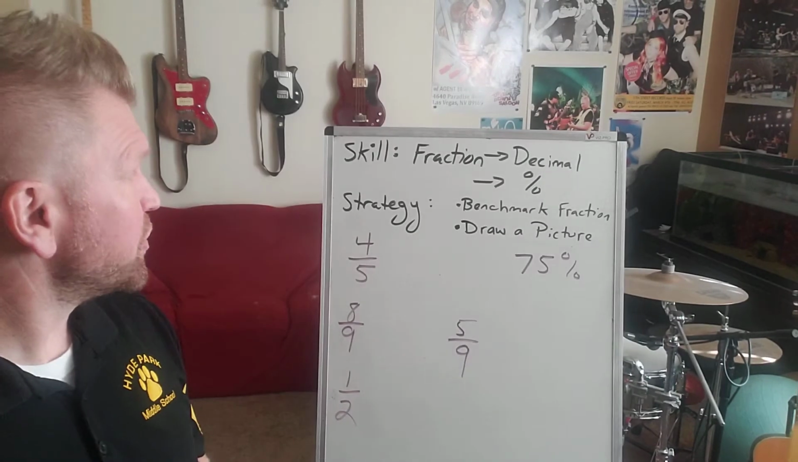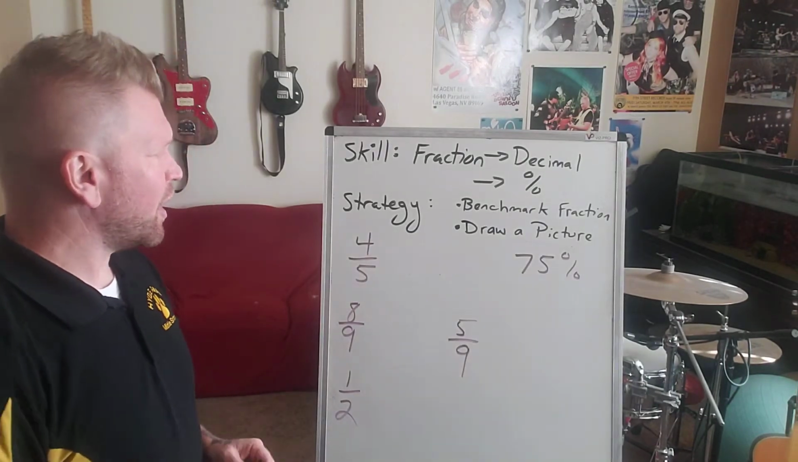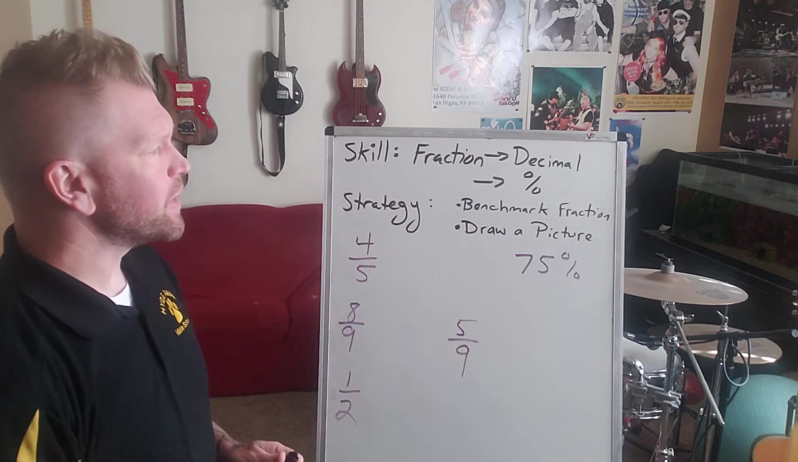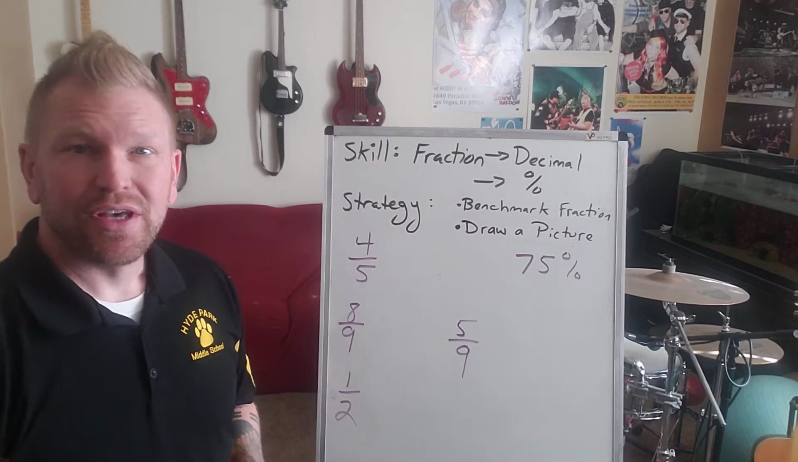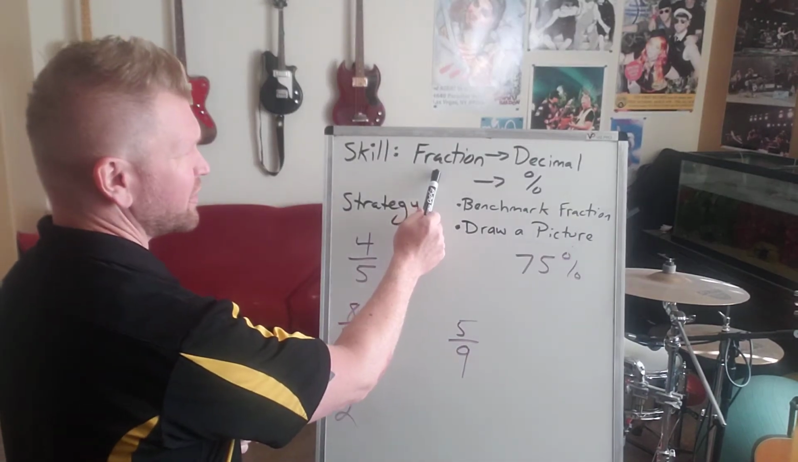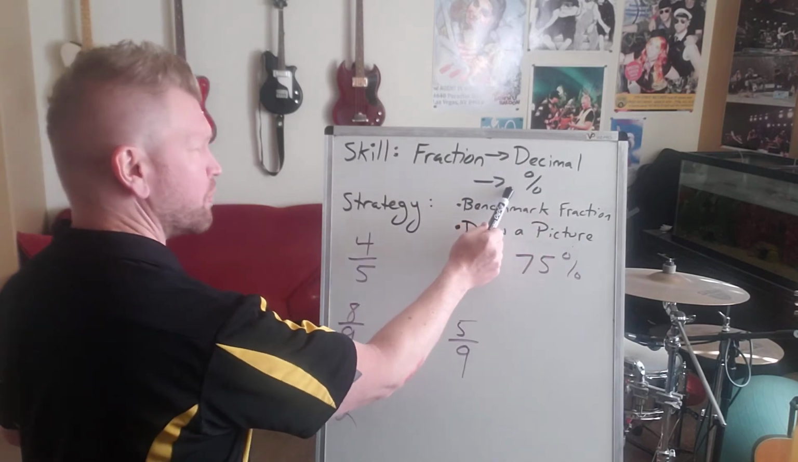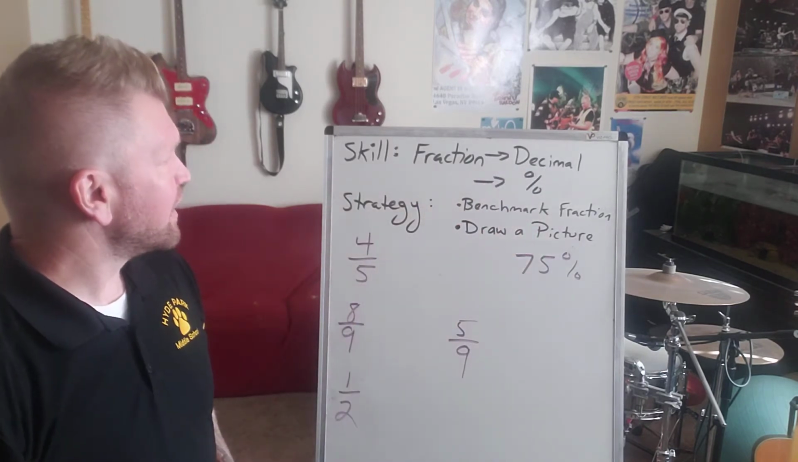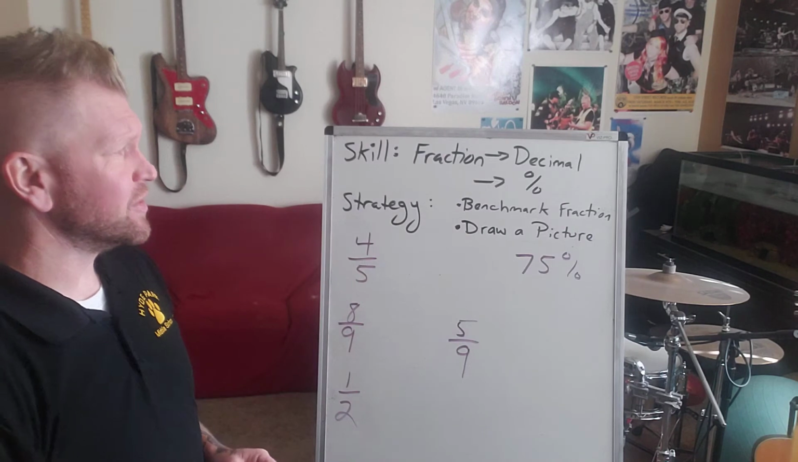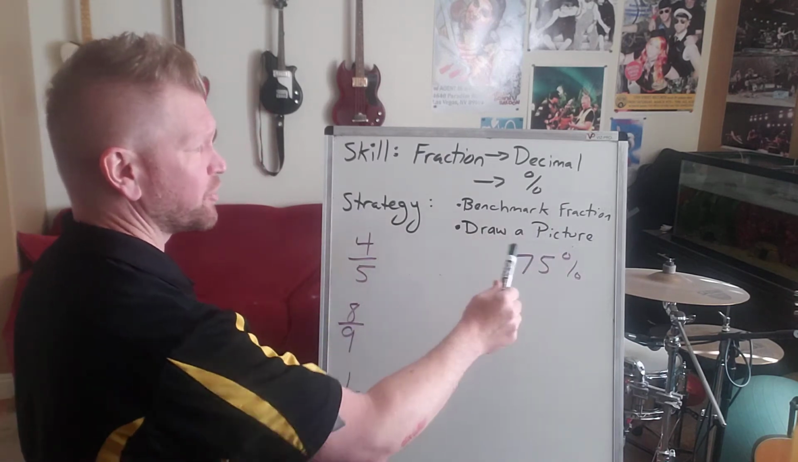All right, here we are at question number 3. We want to pick all of these fractions that are greater than 75%. So the big idea is, how can we change a fraction to a decimal or to a percent? And another strategy to keep in mind here is benchmark fractions, and also draw a picture.